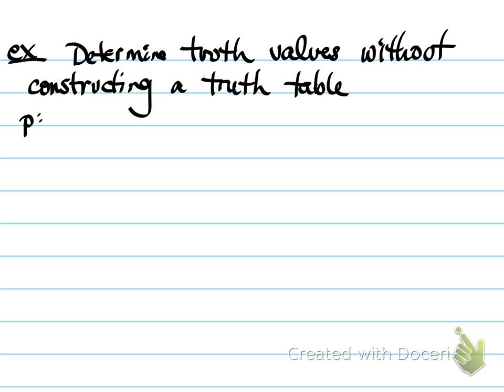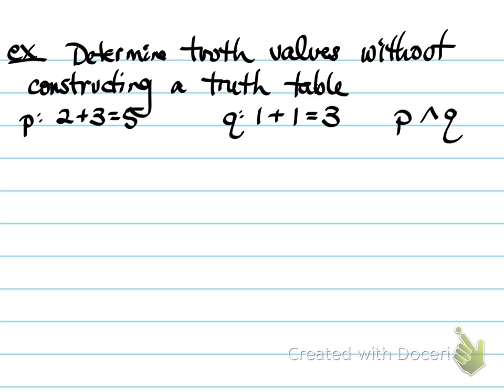So let's say the P statement is 2 plus 3 is equal to 5. And the Q statement is 1 plus 1 is equal to 3. And the statement that we're going to try to figure out is P and Q. So we're going to try to get the truth value of this statement without doing a truth table. First off, you've got to look at P and decide, is that a true statement or a false statement? Well, 2 plus 3 is 5. That's true. So P's true.